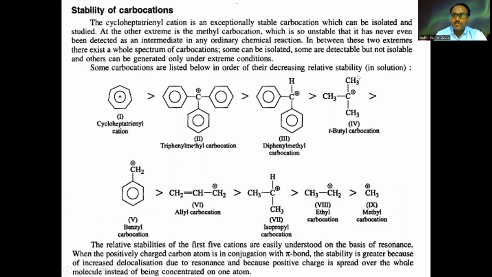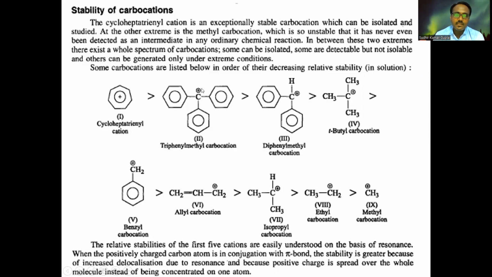In case of tertiary butyl carbocations, we have 3 methyl groups which have a plus I effect. And more stable than this tertiary butyl carbocation is diphenyl methyl carbocation, where we have 2 phenyl groups. So the delocalization of this positive charge can occur in 2 phenyl groups, so it can have more resonating structures.